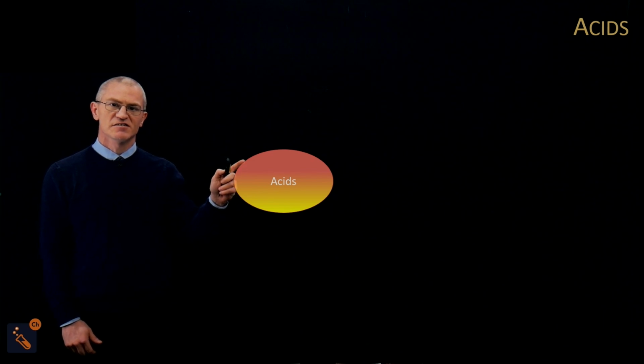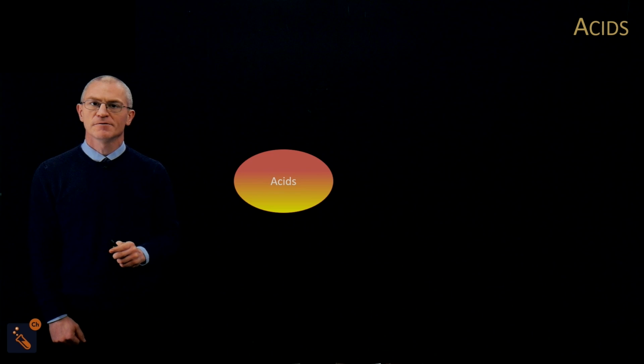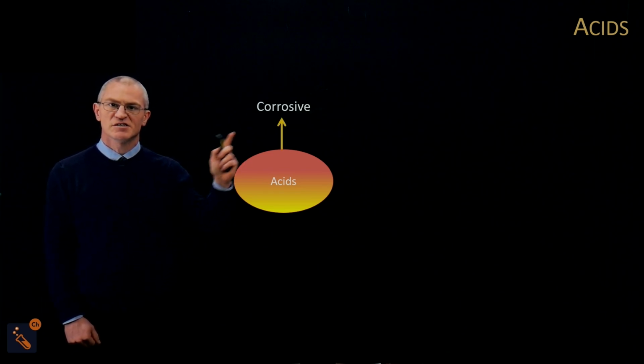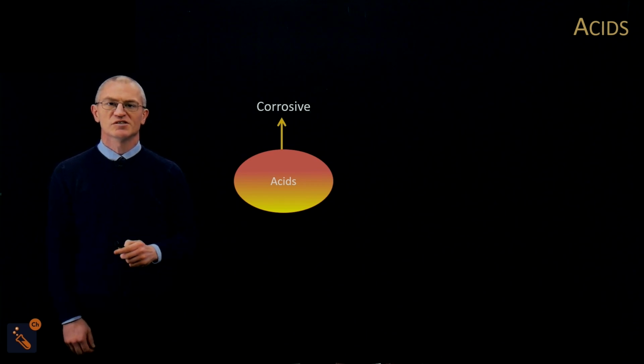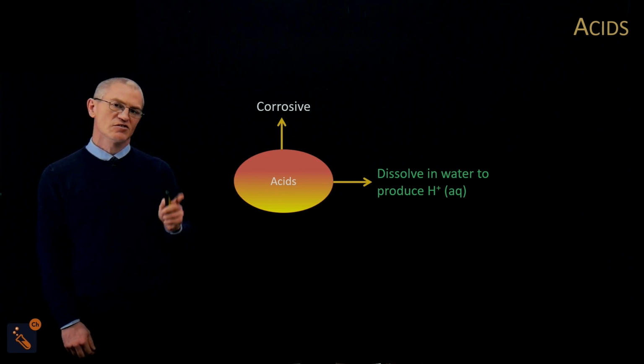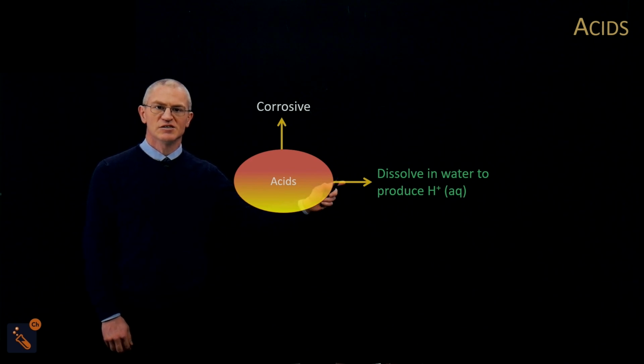You can see red and yellow. That's because when you put them in universal indicator, they'll give you a red, orange, and a kind of yellow colour. Just to remind you about GCSE. And remember, hopefully from GCSE, that they're corrosive and you have to wash them off if you get them on your skin. And the definition, again from GCSE, this is the Arrhenius definition, which is they dissolve in water to produce H+.